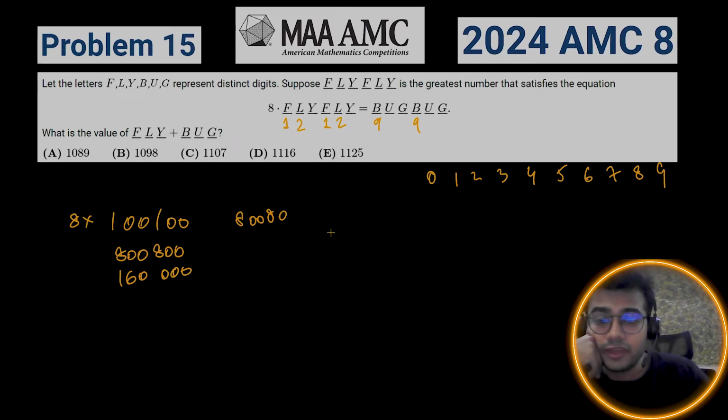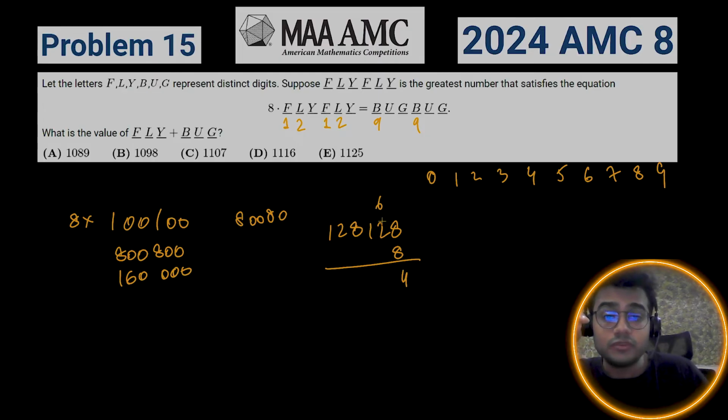So let's see if we have 128, 128, and taking these scenarios is going to be easier than you think. Let's say this is FLY, FLY, and we're multiplying that by 8, and let's see if we get something like that. So 8 times 8 is 64. That's good so far. 8 times 2 is 16 plus 6 is 22. Now that's not okay because 2 is already used. So 8 is not a possible answer.